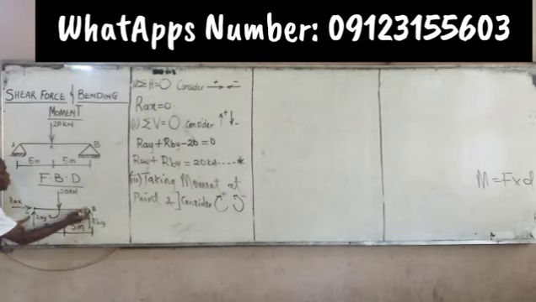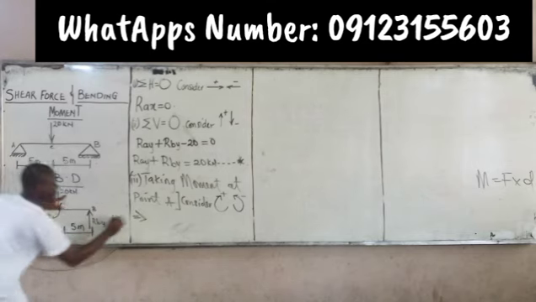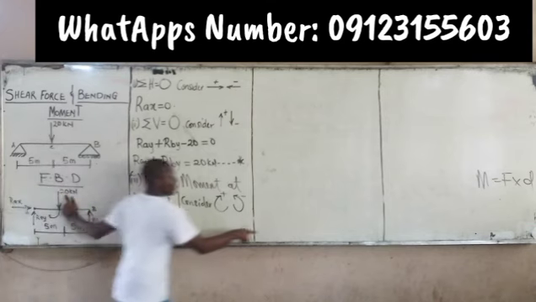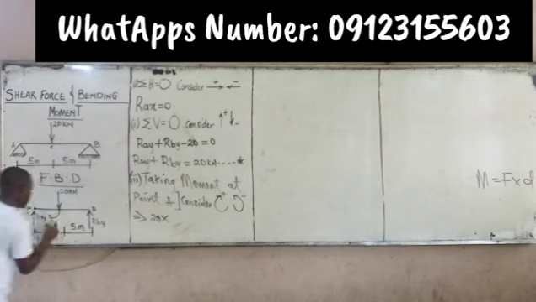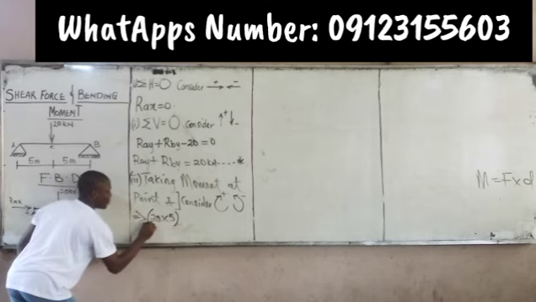Hence, let's start with this man here. If this man moves to A, it's moving in one sense. Is it clockwise or anti-clockwise? This is clockwise sense. Hence, I will have 20 multiplied by 20, the force that we just said here, multiplied by the distance from here to here, which is 5. So 20 by 5.